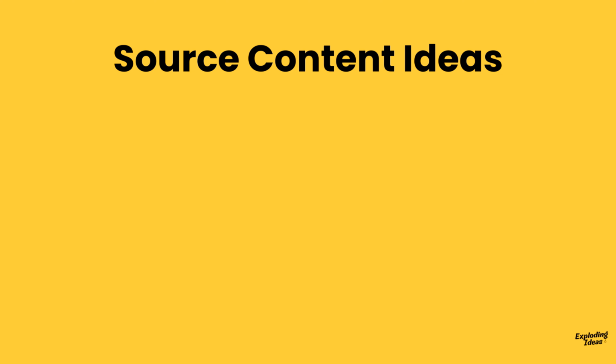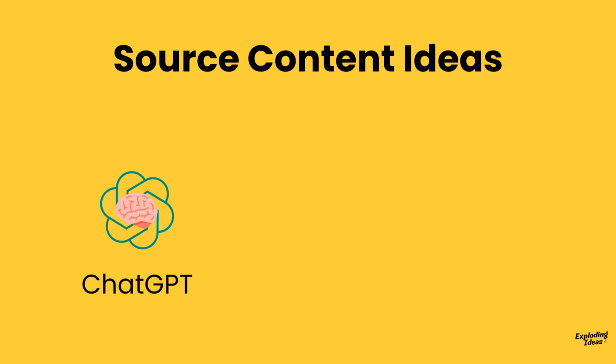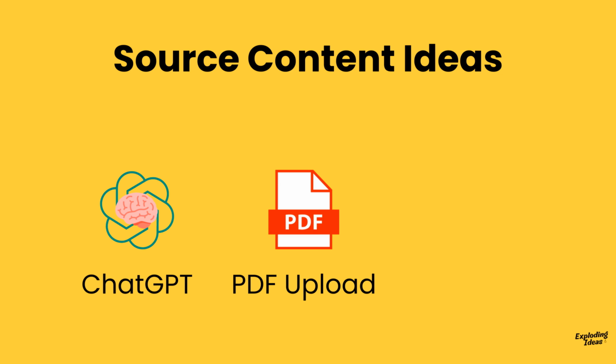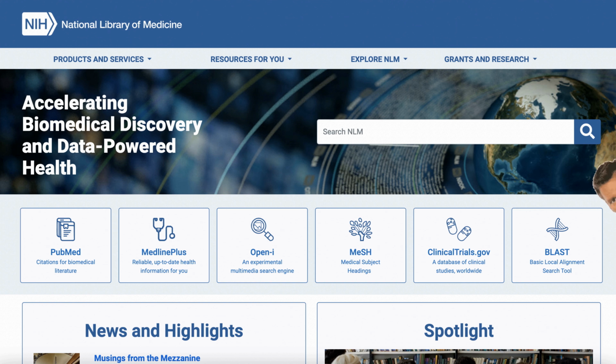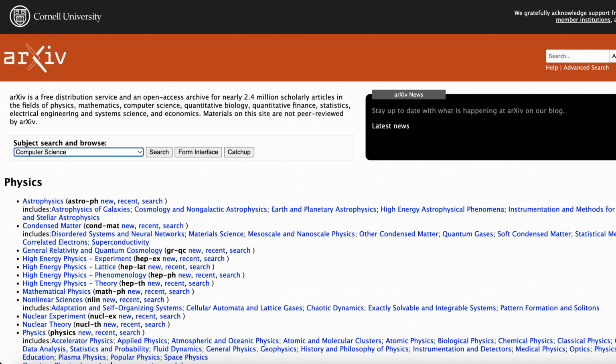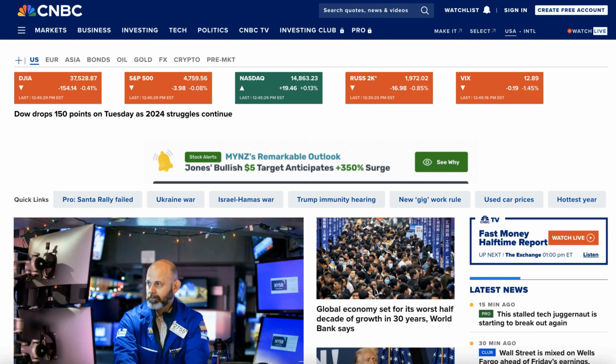To have ChatGPT write your newsletter, you're going to need some source content. The source content could be pulled from what's already inside the brain of ChatGPT, or you could upload a PDF document or some other type of foundational information. Here's some examples of where you can find source content. If you have a health newsletter, you could try the National Library of Medicine. If you have an AI newsletter, try Archive. If you have a more generalized newsletter, try major news websites.